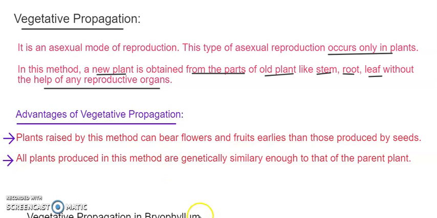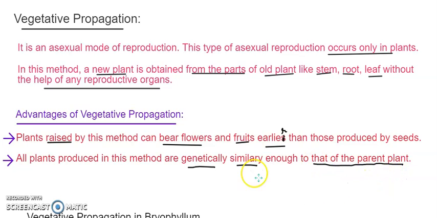What are the advantages of this type of reproduction? First of all, the plant which is raised by this method can bear flowers and fruits earlier than those which are produced by seeds. All plants produced in this method are also genetically similar to the parent plant.